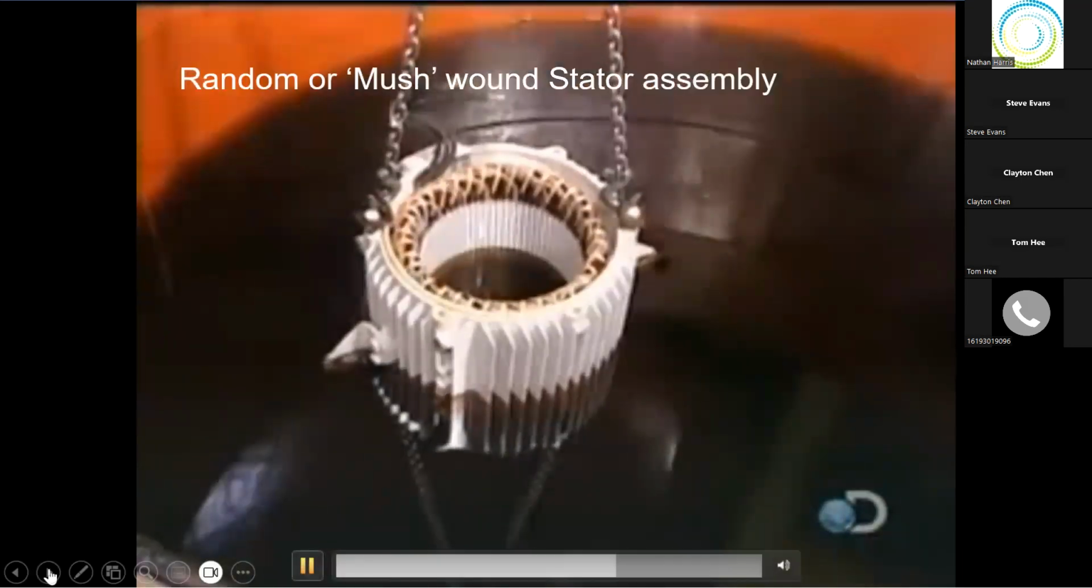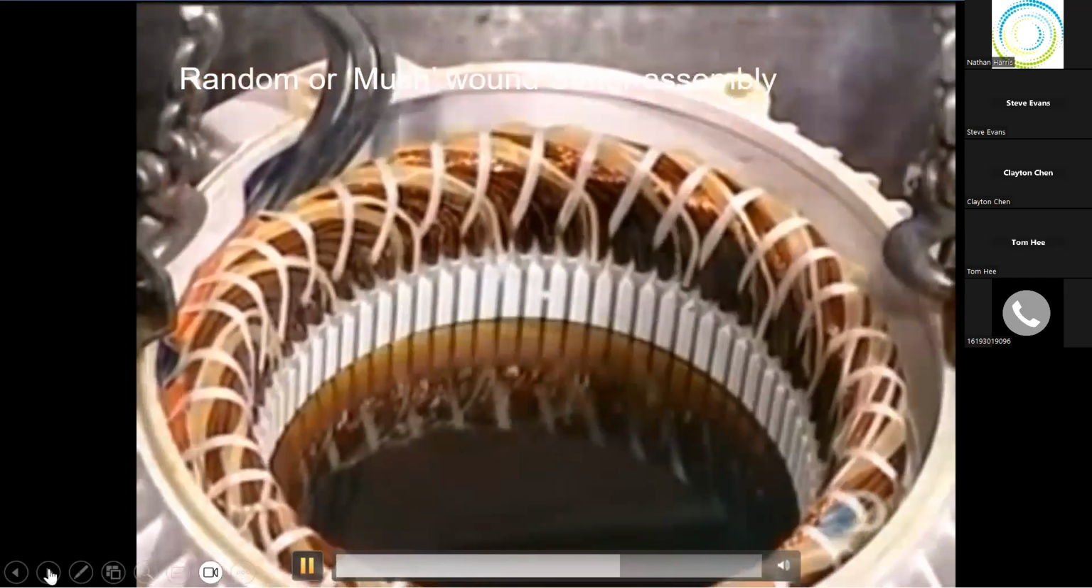They now submerge the stator in a polyester-based varnish and vacuum it right through.